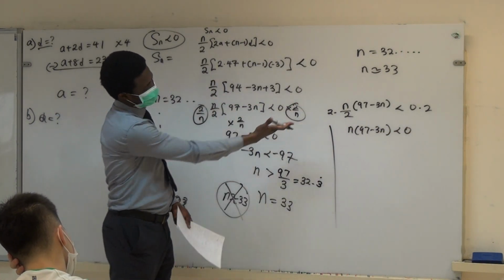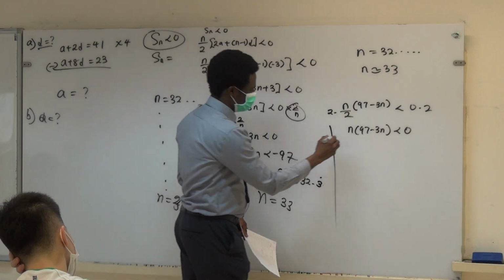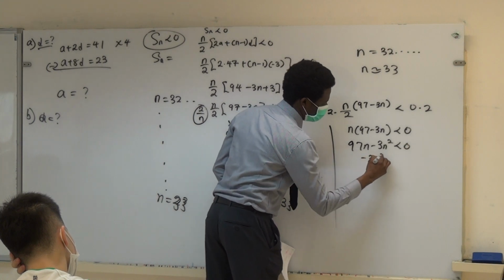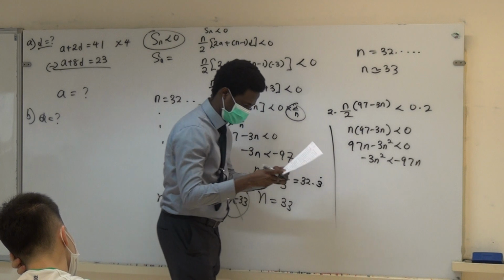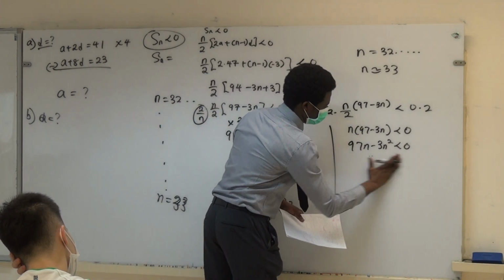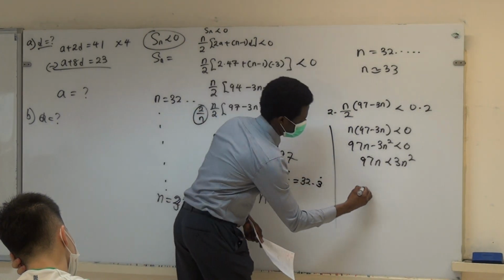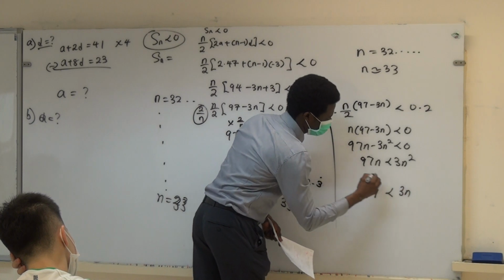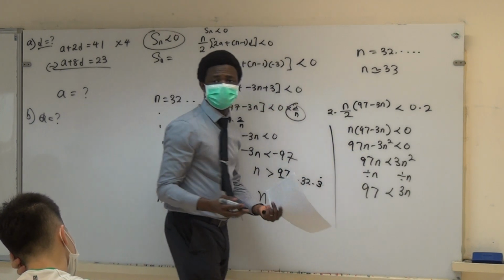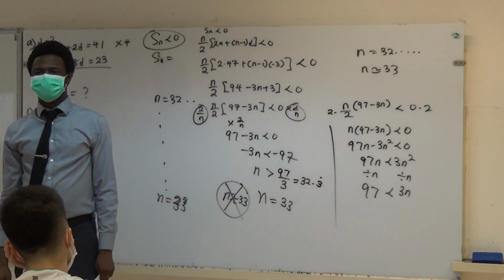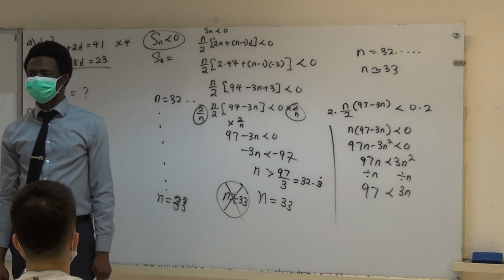Then she opened the bracket. She could have also divided by n from here, but it's okay. So 97n minus 3n squared less than 0. So minus 3n squared is less than negative 97n. Or I think she actually took this to the other side: 97n is less than 3n squared. And the next thing she wrote was 97 divided by 3n, which means she divided by n, right? Can you tell me why it is possible to do this? Why wouldn't it be? Each one has a factor of n.